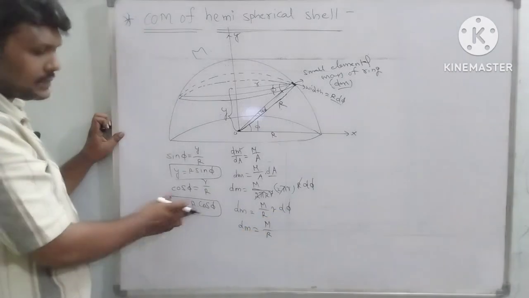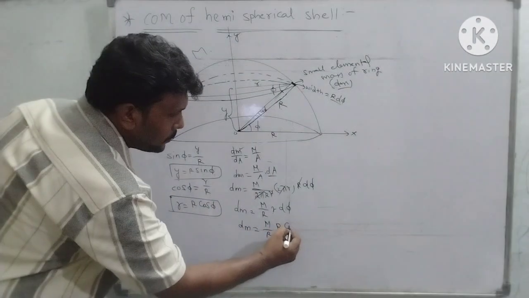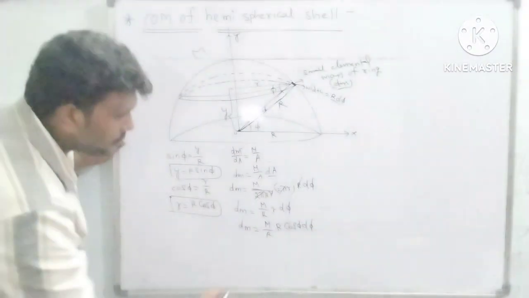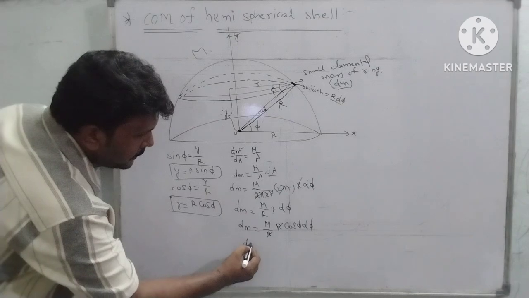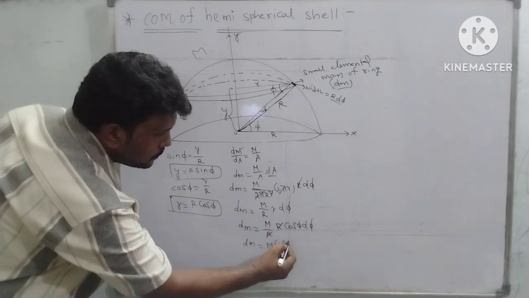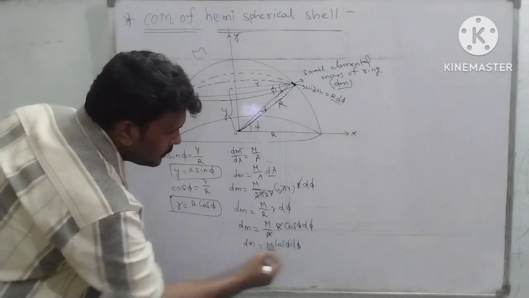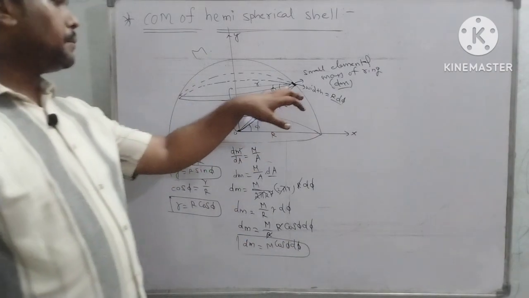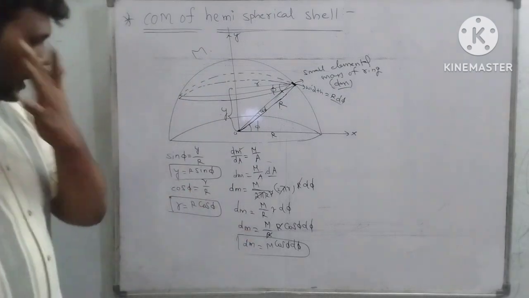Small r we already found as capital R cos phi. Capital R cos phi into d phi. Then you write here capital R cancels. Finally dm is equal to capital M cos phi d phi. Okay, successfully we found the small elemental mass of the ring, dm, that is capital M cos phi d phi.